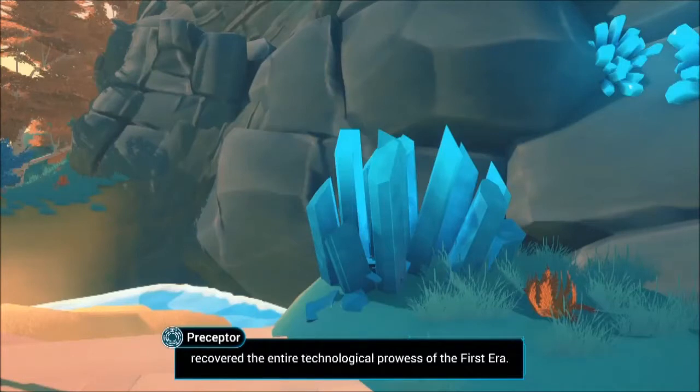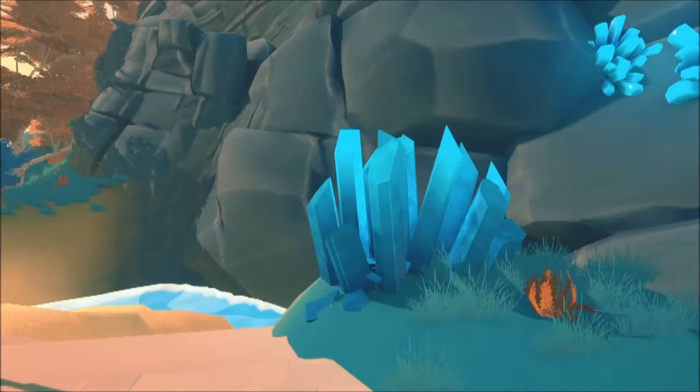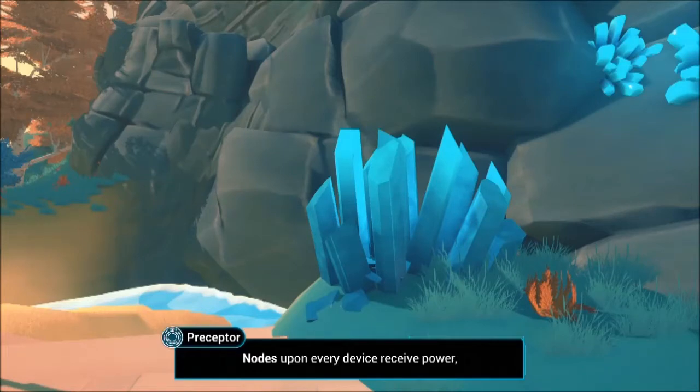It is well known that the Mantha of the Third Era... addition of emitters provided an ad hoc means of extending the reach of the underground crystal network by firing beams of light to transfer power. Nodes upon every device receive power and glow to indicate they are connected to the matrix. In this way, the Mantha of the Third Era compensated for the limits of their knowledge through application of their ingenuity.